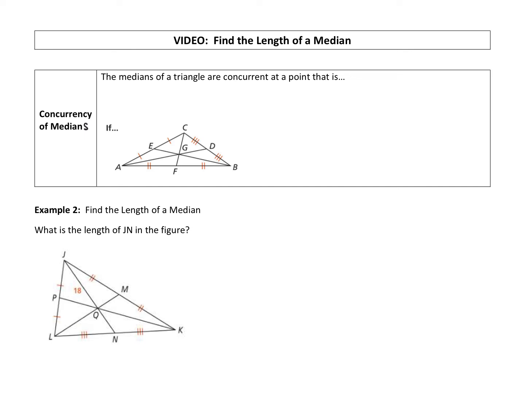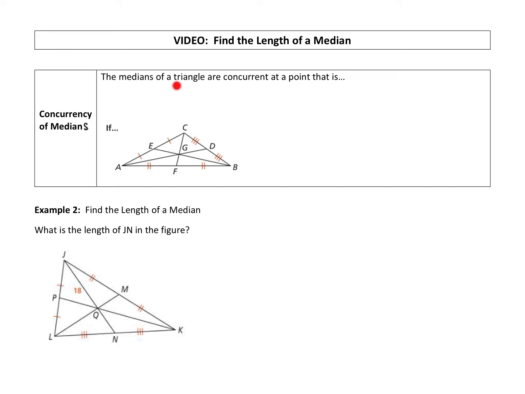So if we look at our picture, we can see CF is a median, AD is a median, BE is a median. I know they are medians because the segment is coming out of the vertex and hits the midpoint of the opposite side. We can tell that points D, F, and E are midpoints because of the concurrency marks.